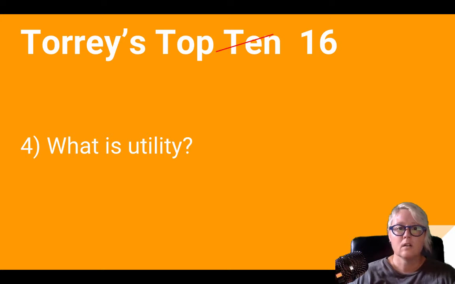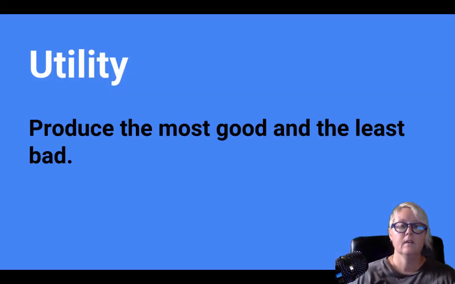Number 4, what is utility? Utility is a moral principle which holds that you ought to produce the most good and the least bad. It's a cost-benefit analysis, urging us to weigh the risks and the rewards and choose the action, do the thing that results in the greatest amount of good and the least amount of bad. We will see how this principle is the backbone of one of the major ethical theories that we were looking at this term. Of course, utilitarianism.